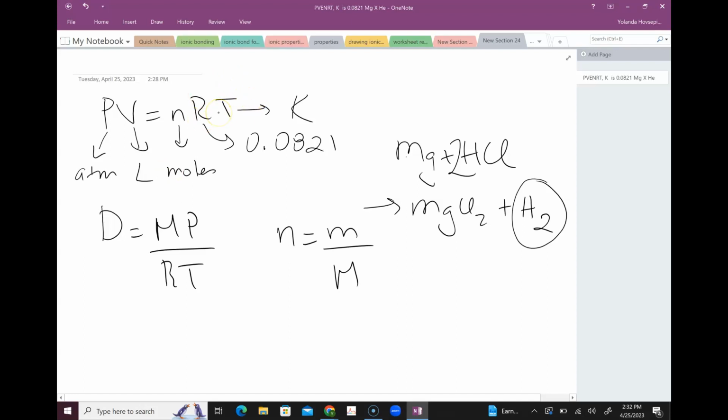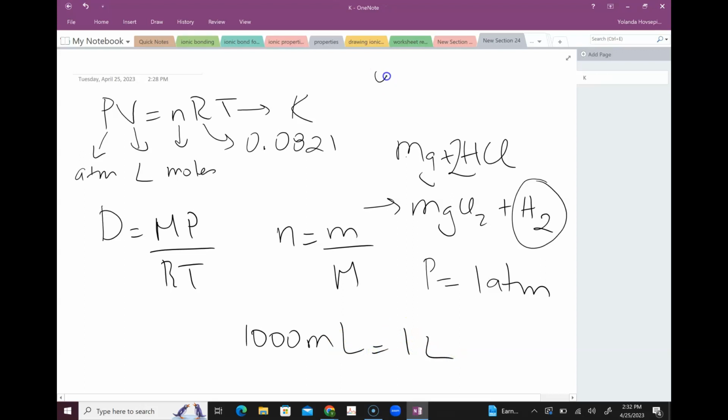Since you have temperature, you're assuming pressure is going to be 1 atm. That's your sea level pressure. And then volume is whatever you measured. But keep in mind, 1,000 milliliters is a liter. So if you got 80 mL, then that means 0.08 liters of volume, okay?